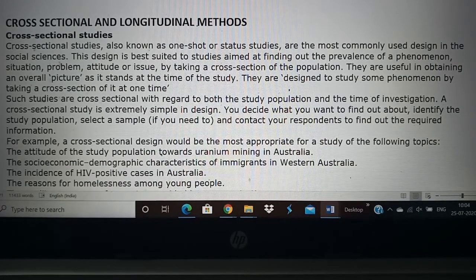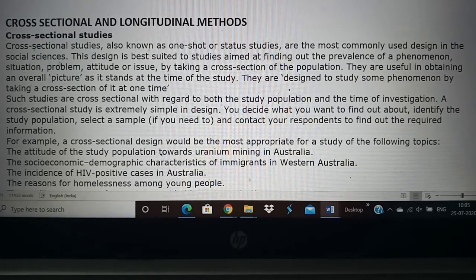Usually cross-sectional studies are simple because you have a target study population. You know who you are going to do research on, and at one particular time you do the research in that population. For example, if you are going to interview 10 people who are suffering from cancer, you create a questionnaire and interview them at one particular point and find out the information needed in your research. That is a cross-sectional study.